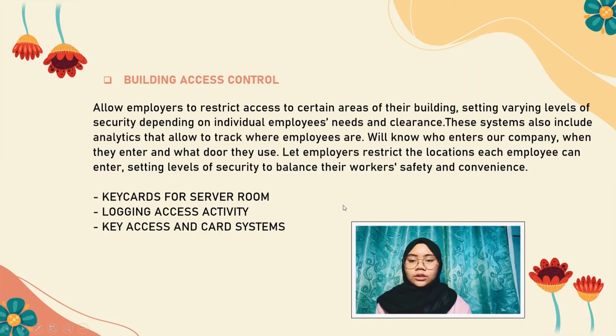Access control allows employers to restrict access to certain areas of their building, setting varying levels of security depending on individual employees' needs and clearance. This system also includes analytics that allow us to track where employees are. We will know who enters our company, when they enter, and what door they use. It lets employers restrict the locations each employee can enter, setting levels of security to balance worker safety and convenience.